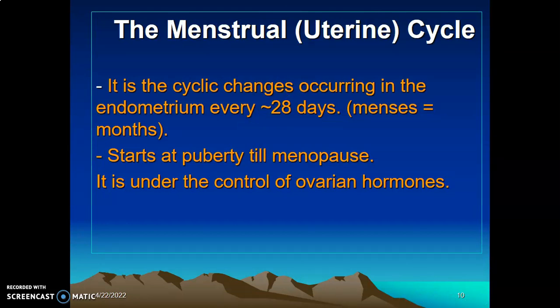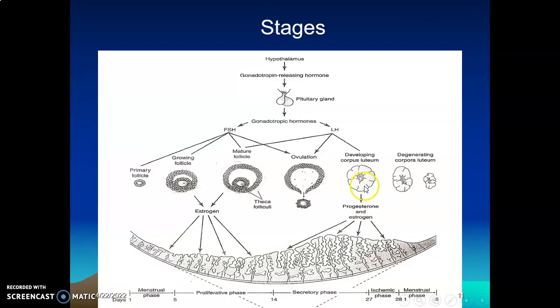That was ovarian cycle or menstrual cycle. The uterine cycle again is cyclic changes that occur in the endometrium, and usually approximately this cycle is 28 days. It starts at puberty until menopause, and it's under control of the hormones that are being produced by the ovary. So again, we have 3 phases. You have menstrual phase of the uterus, where menstruation occurs, so you bleed from day 1 to approximately day 5.